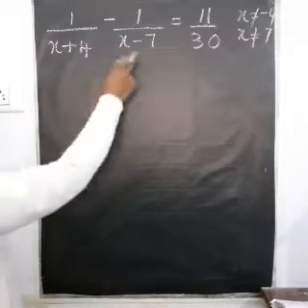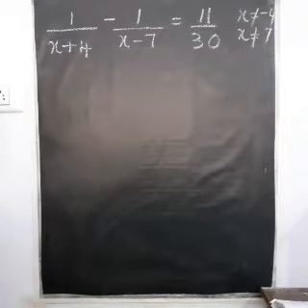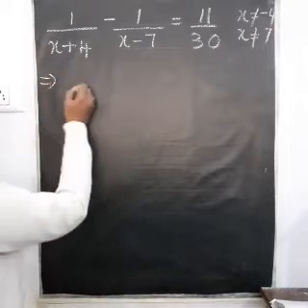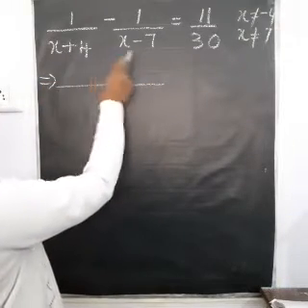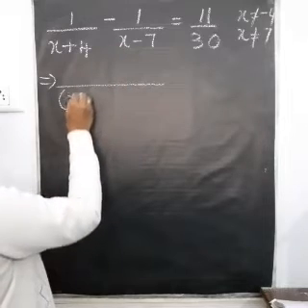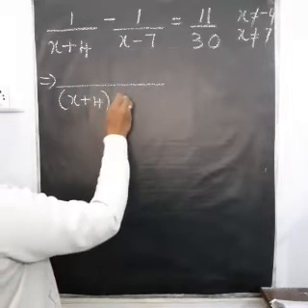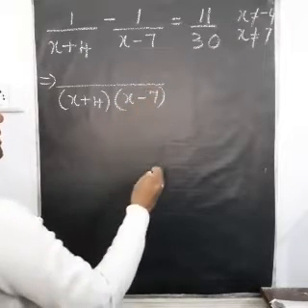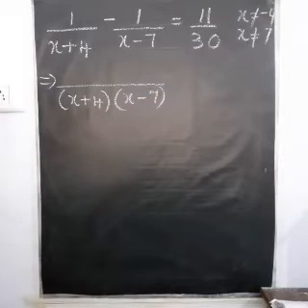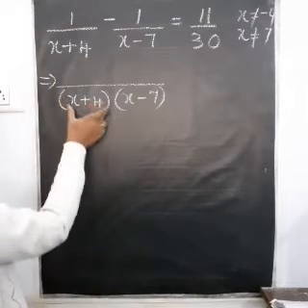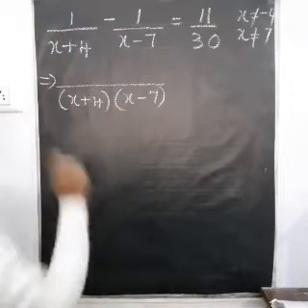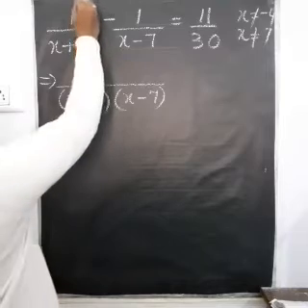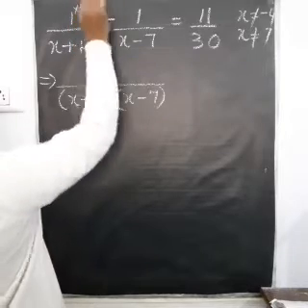Now when we have two terms where x is in the denominator, we have to find the LCM. I told you when we are finding LCM, what should we do? We should just multiply these two terms and write it as the common denominator. So you get (x plus 4) into (x minus 7). Now whatever is not here, you will multiply in the numerator. So this has to be multiplied by (x minus 7).